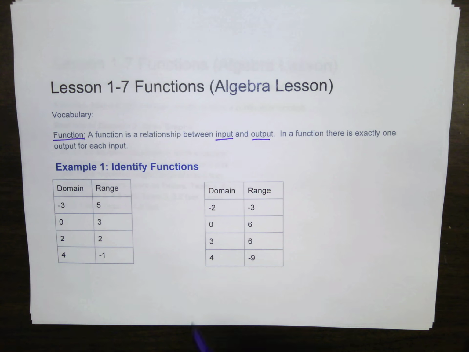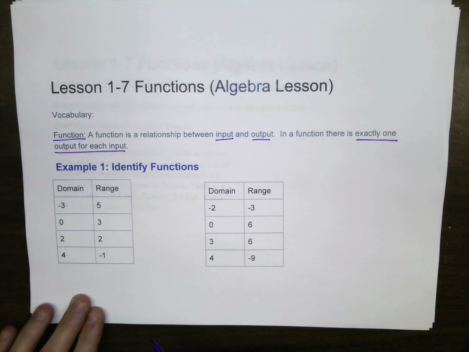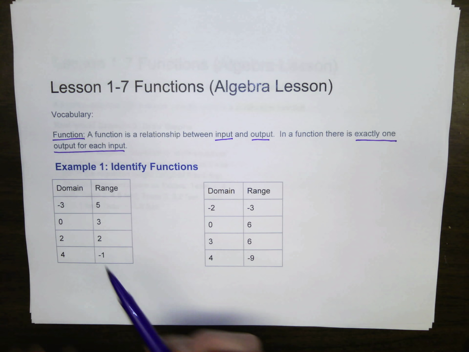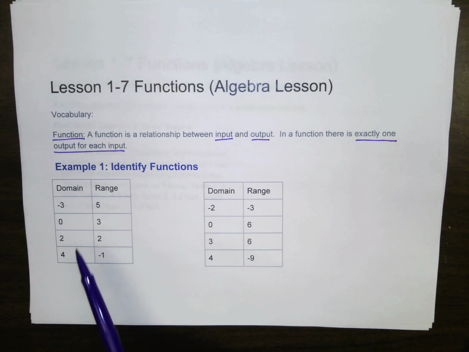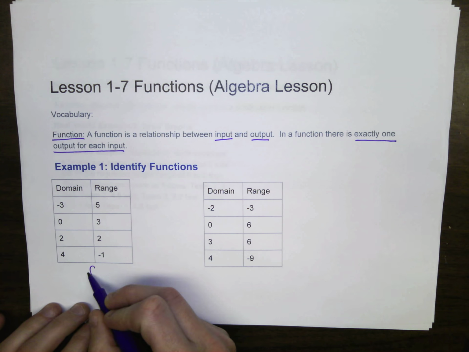So if there's exactly one output for each input, we can look at a set of data, for example in this case, and make sure that each input has exactly one output. In this case, that is true. There's no repeated value in the range. So this would be considered a function.